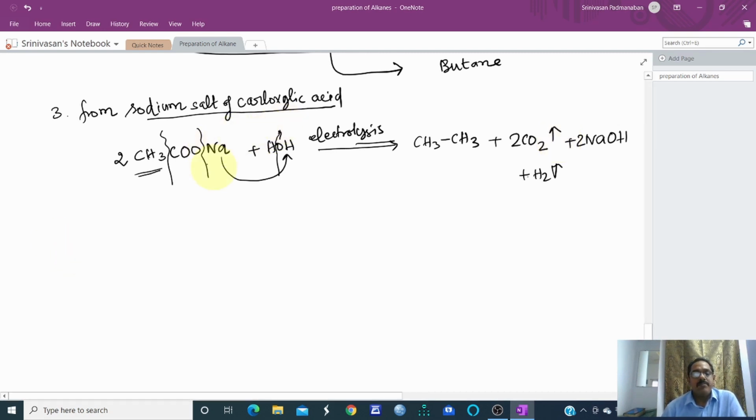So this one, can you name this compound? The basic compound is acetic acid, or otherwise ethanoic acid. In ethanoic acid, if you put sodium, then that will be called sodium ethanoate. So the sodium salt of ethanoic acid is sodium ethanoate. So this is the name of the compound. Just what you do, if you are removing carbon dioxide, hence this is called decarboxylation.